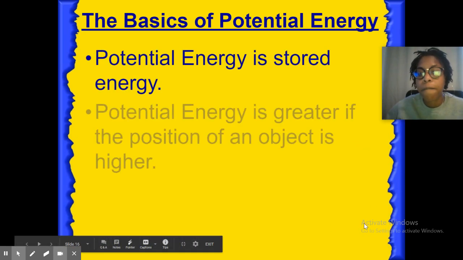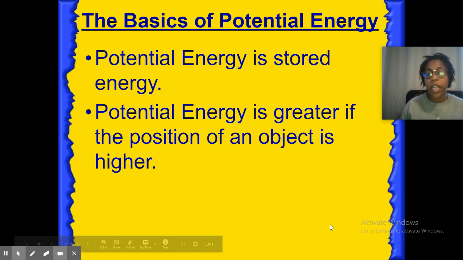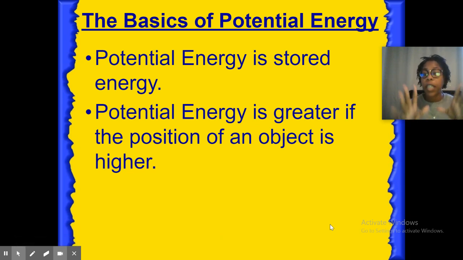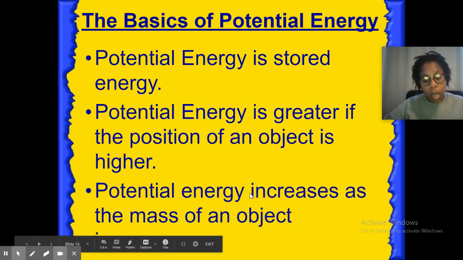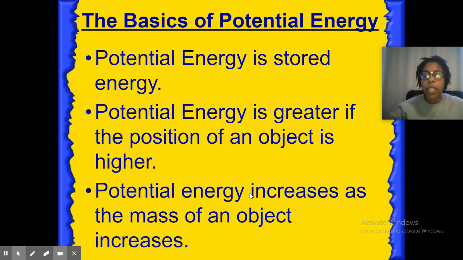So let's wrap it up. Potential energy is stored energy. That means it is not moving. It is stationary. It is there. Potential energy is greater if the position of an object is higher. So position and potential energy are directly proportional. Potential energy increases as the mass of an object increases. So mass and potential energy are also directly proportional.